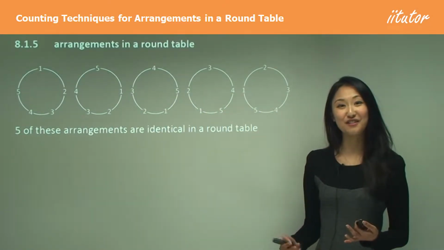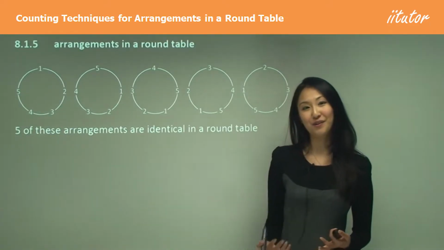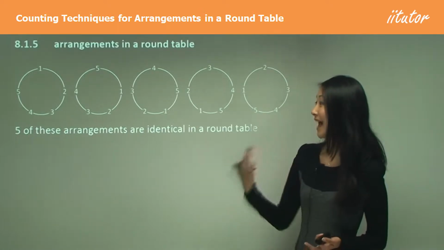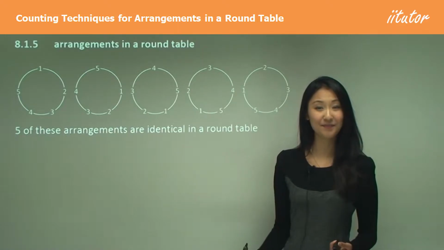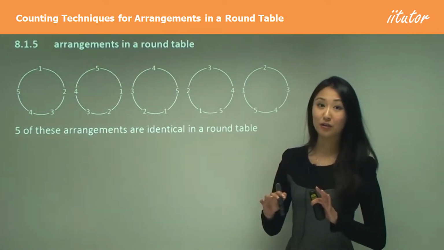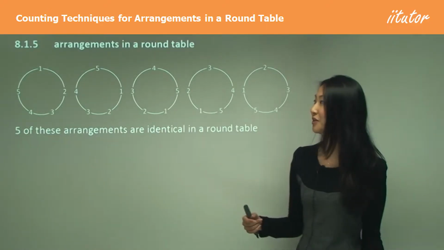So now we're going to go through some specific arrangements. So arrangements in a circle. Most commonly this will be in a round table, and later on we'll explore what happens when you have a necklace or bracelet. So arrangements in a circle is going to be slightly different from arrangements in a straight line, and I'll show you why.